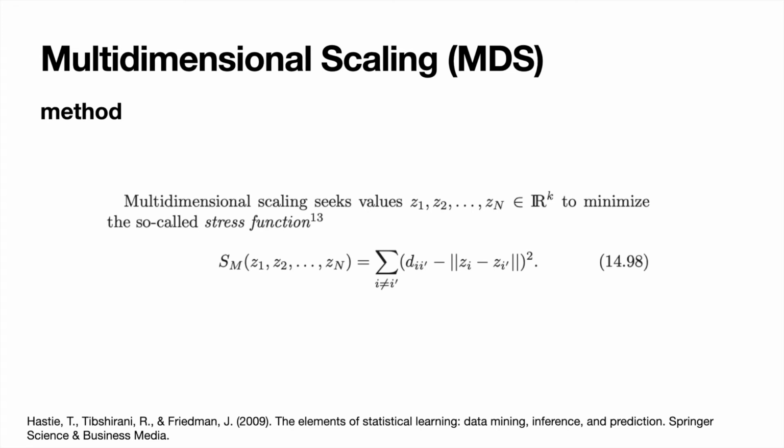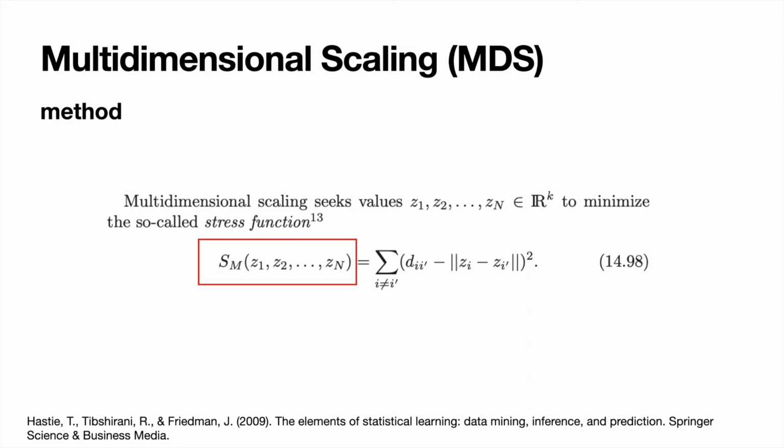Here we move to the equation. The numbers i and i prime belong to 1 to n. d_ii' denotes the dissimilarities, and z_1 to z_n is a set of configuration points. The dissimilarities are well approximated by the configuration distances, which are the norm of z_i subtracted by z_i'.